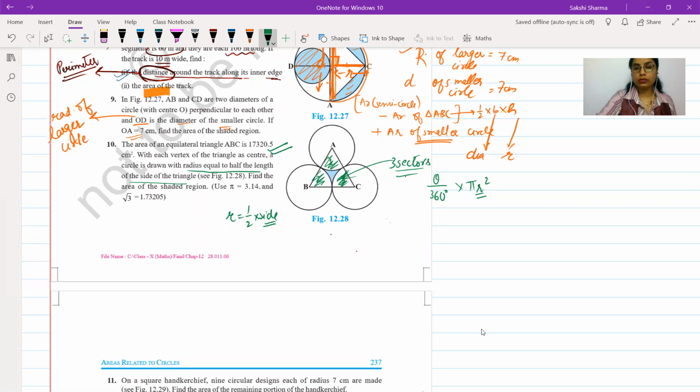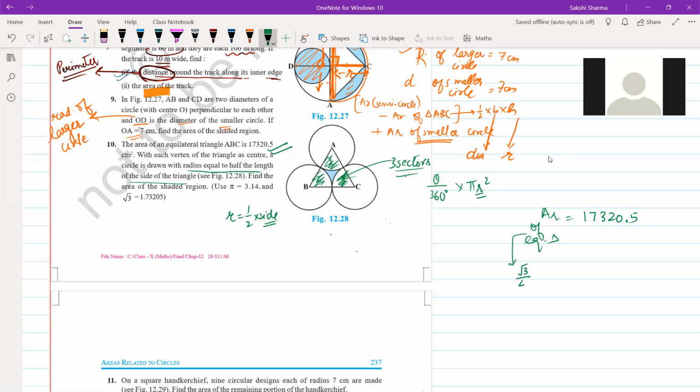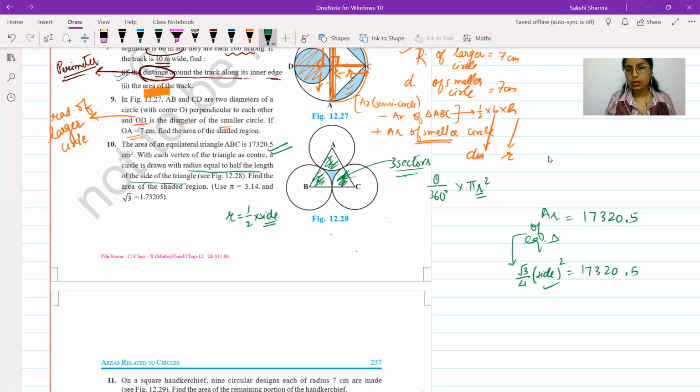So the first thing you want to do is, with the help of the area of the triangle given to you, आपको area given है as 17320.5. This is for an equilateral triangle, and we know that the area of an equilateral triangle is given by √3/4 side square. Using this relation, you will find out the side of the equilateral triangle. From the side of the triangle, you can find out the radius for these circles, and then we can find out the area of the shaded region. And remember, the value for pi is 3.14 and the value of √3 is 1.73205, which will make your calculation easier here.